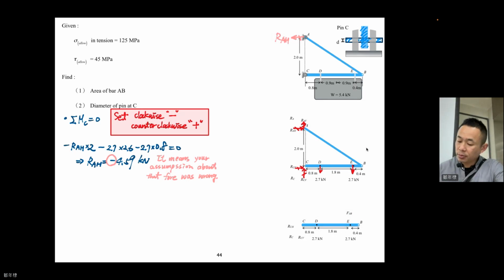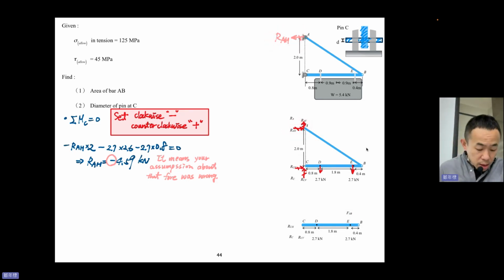RAH. So the really important concept is that when you write down your unknowns, you need to do it systematically. You need to assume that they are all positive, and then do the force balancing and moment balancing, and then you find that, oh, this is negative, which means that actually they are in the other direction. Okay, so this is the assumption. This is the final result.